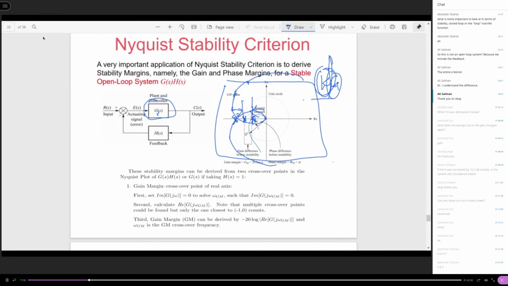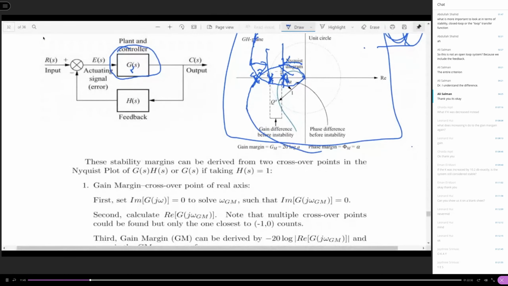Now of course, because this is magnitude, we normally measure it in dB, in 20 log. So that is why we have the following definition here for the gain margin.